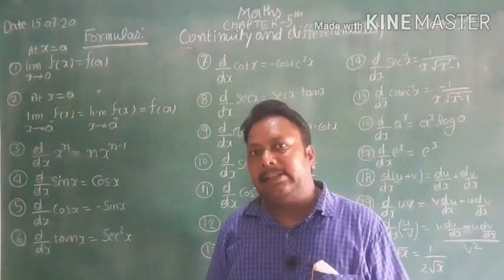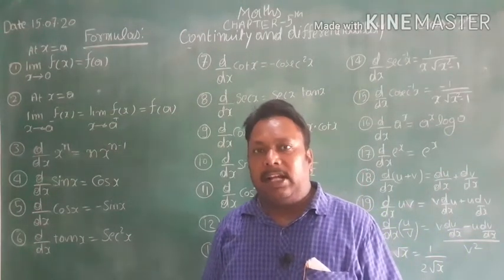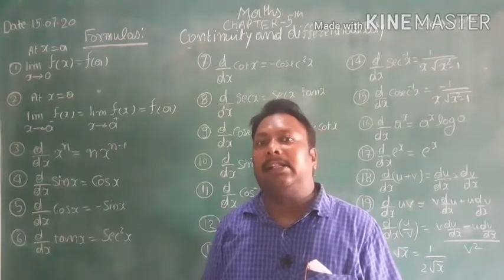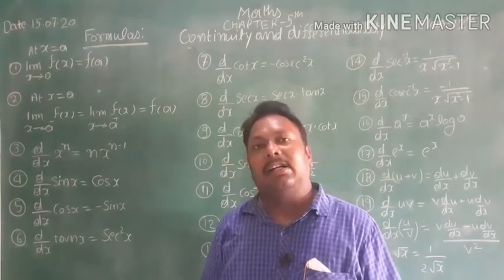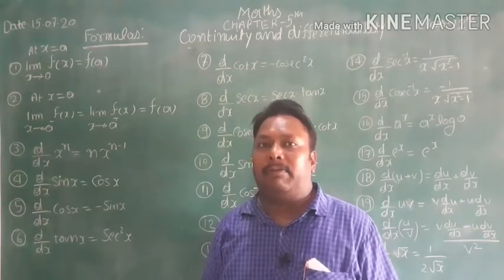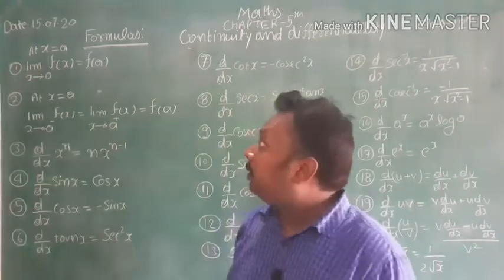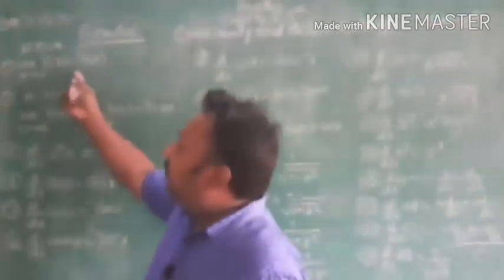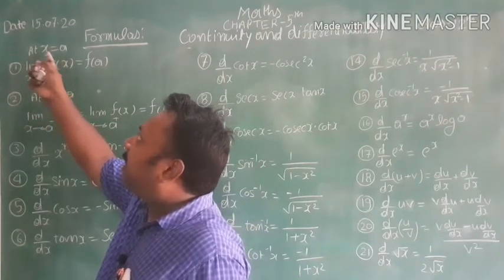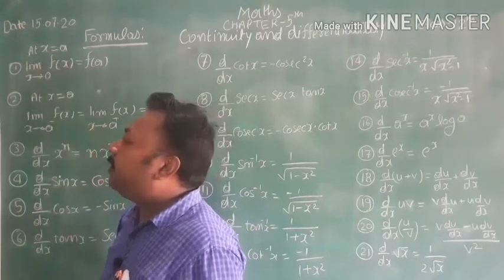Today we start new chapter 5, continuity and differentiability. In this chapter we study differentiation and we check the continuity of the given functions. For checking continuity we find out the limit. Suppose we check the continuity of the function at a point x equal to a.